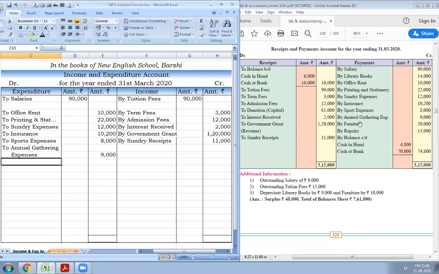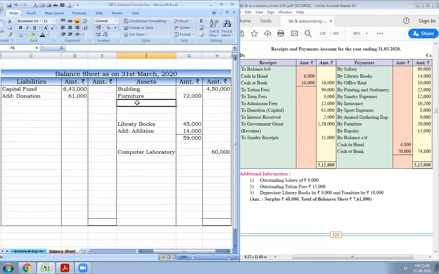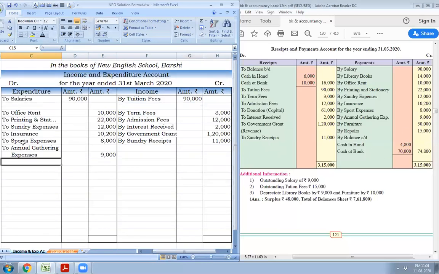Furniture, this is addition made to the furniture. We will add to the existing furniture. Balance sheet, asset side, furniture, add, purchase or addition made amount rupees 50,000. So total furniture is now of rupees 1,22,000. Next, repairs expenditure side, to repairs amount rupees 15,000.